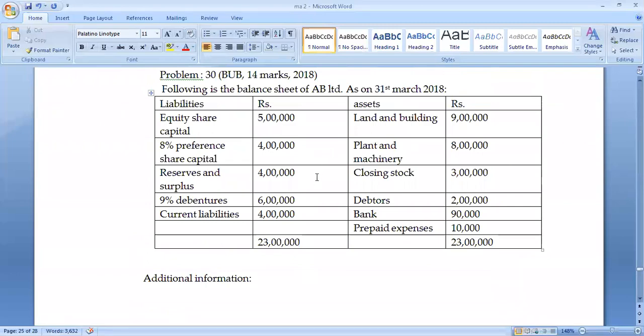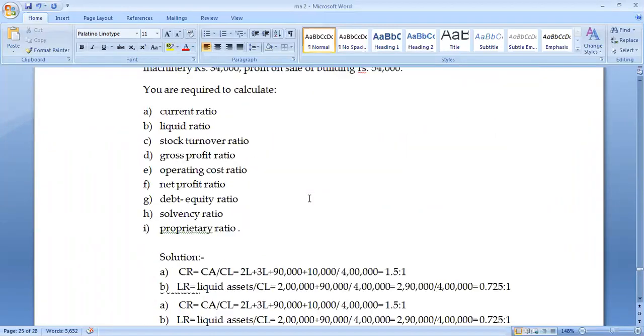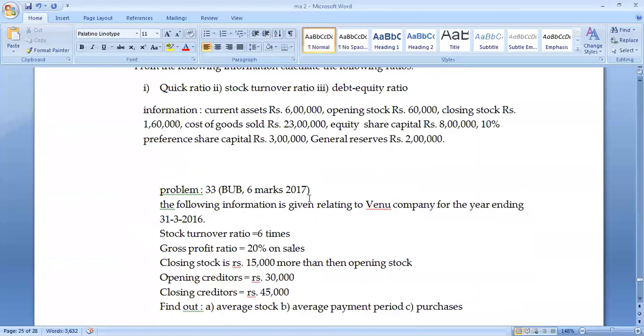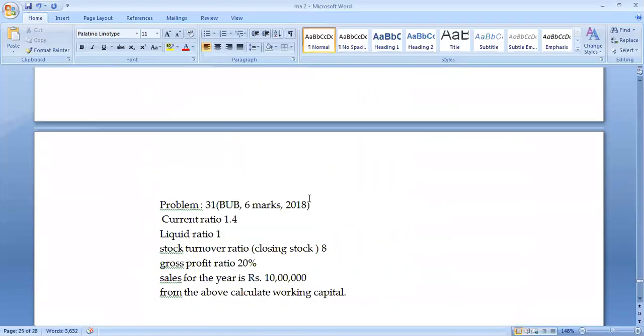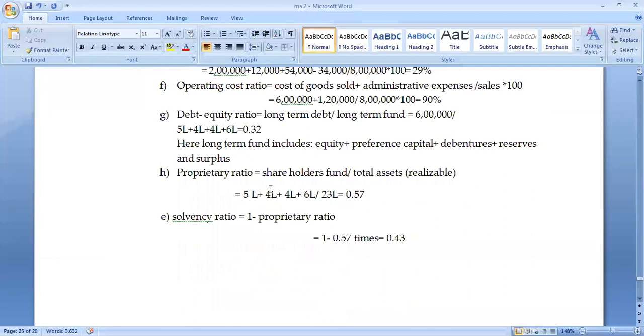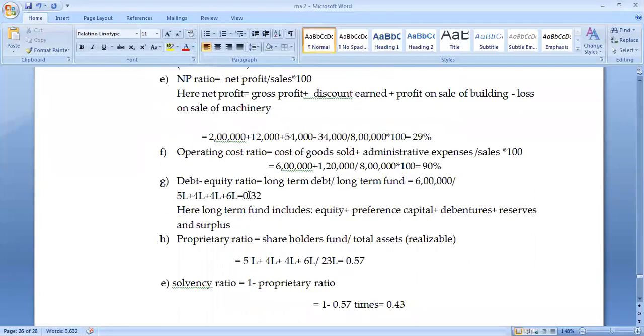4 lakhs, reserves and surplus, as well as 9% debentures are taken into consideration. Okay. So here you have to consider all the things. So the value you get is 0.32. Clear? Here long term includes the equity plus preference share capital plus debentures plus reserves and surplus. Whenever they have given the debentures, add that value and take it into consideration to find out the long-term funds.